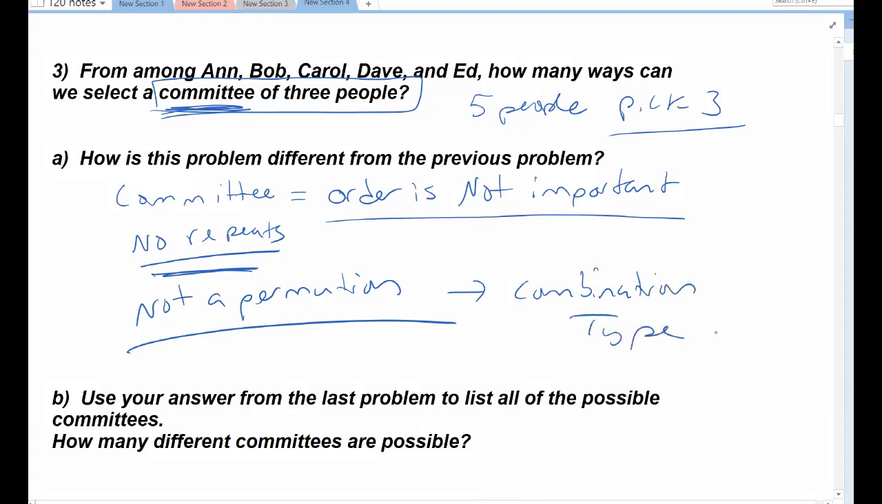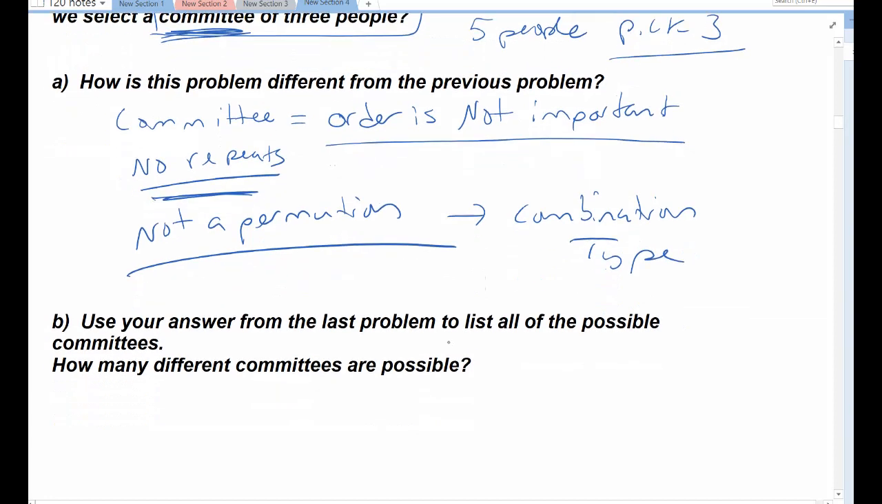Alright, it's a combination type. So order is not important. It's a group of people, whether you picked first, second, third, it doesn't matter. Right? The group Ann, Bob, Carol is the same as the group Carol, Bob, and Ann. Right? Because they're all on the committee. Same 3 people on the committee, and order didn't matter because there's no rank to it. Alright? And that makes it a combination, not a permutation.